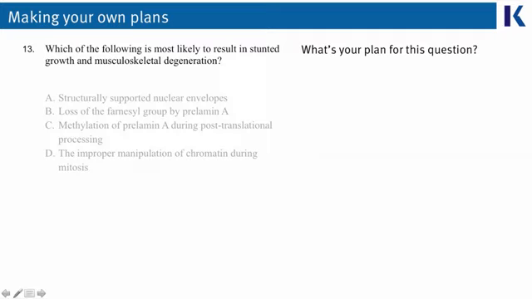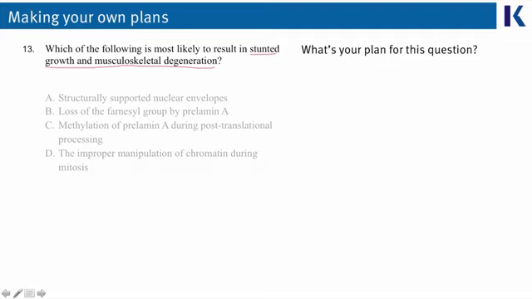Let's move on to question 13. Take a moment to read through this question stem and determine what your plan would be for answering this question. During the assess step, we note that many of the answer choices have buzzwords in them that remind us of terms from the passage. In addition, the question stem mentions the stunted growth and musculoskeletal degeneration that is characteristic of Hutchinson-Gilford progeria syndrome as described in the first paragraph.